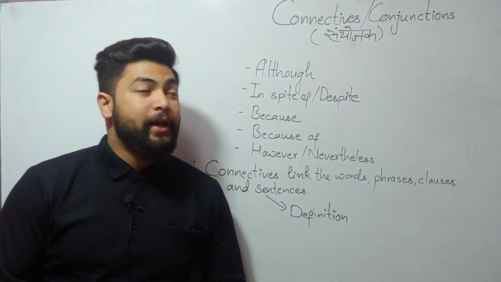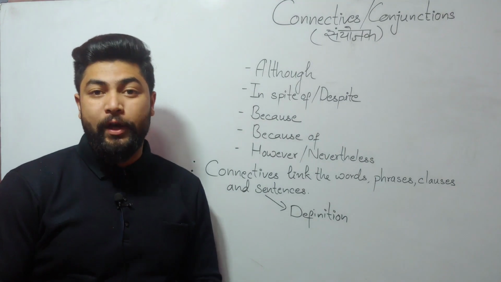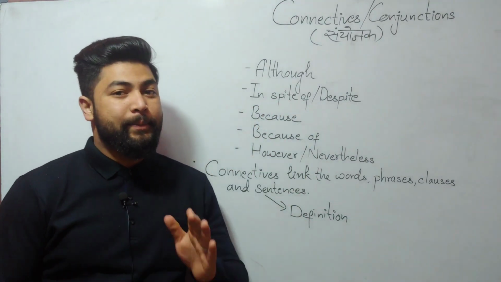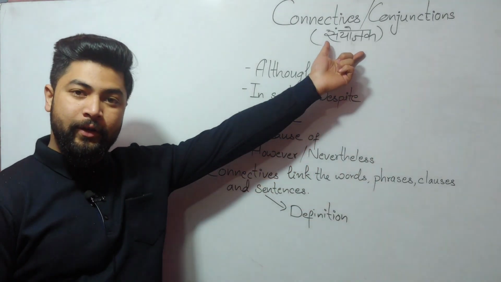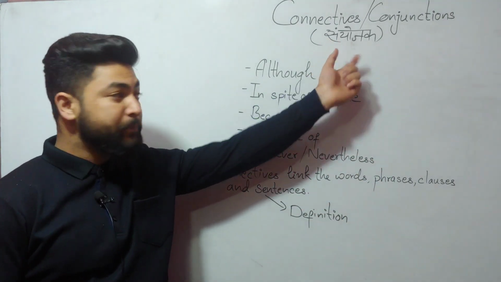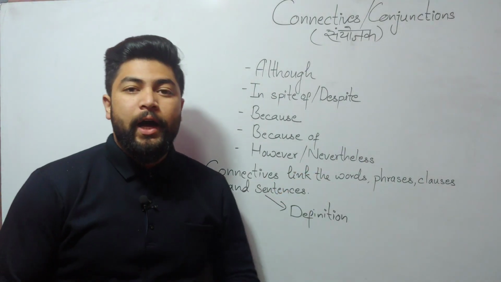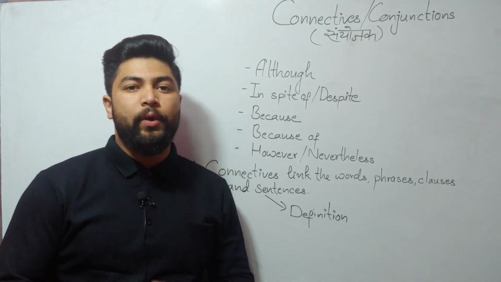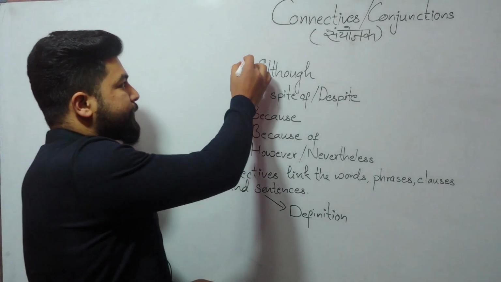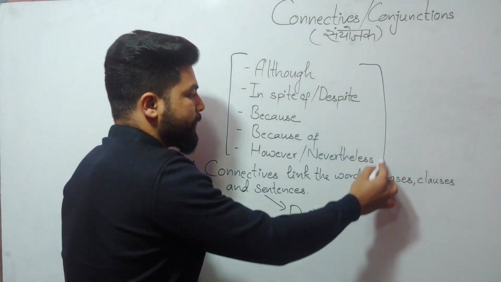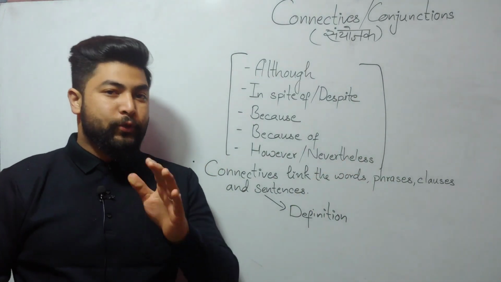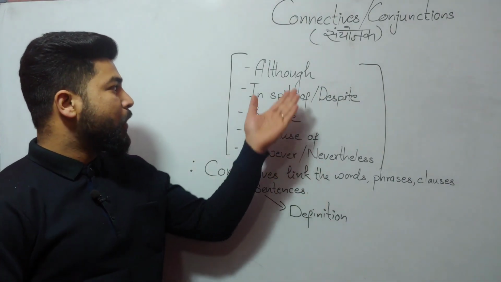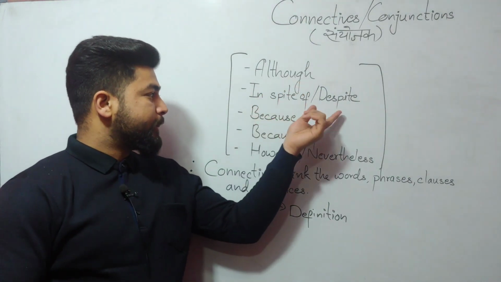So today, we are here to take a look at a new topic, and the topic is entitled Connectives or Conjunctions. It's a Nepali term being Samyojak. So, we won't be taking a look at all the connectives or conjunctions. Today we'll just do these 5 connectives, which are the most confused terms and whose usage is a bit difficult for students. Alright, so they are, as you see here, although, in spite of, despite.